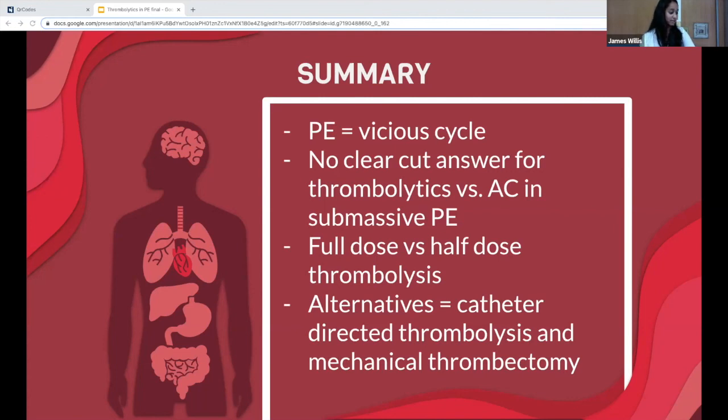but the studies show, at least from my interpretation of having both these studies, that if you have a high-risk patient, you want to consider half-dose thrombolytics to help reduce clot burden and provide more hemodynamic stability. And it's important to consider alternatives. I don't know if we offer these at our site, but if you have a high-risk patient that has a high bleeding risk, then you might want to consider catheter-directed thrombolysis and mechanical thrombectomy.